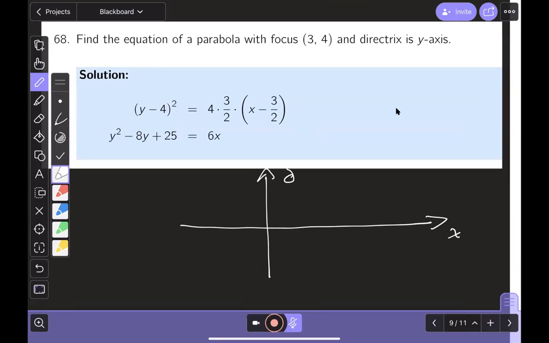X-axis, y-axis, okay? Where do they say it? It says a focus at 3, 4, right? Let's put that down. 1, 2, 3, and then 4 up. That's the focus. It says the directrix is the y-axis. Put that down. Well, now I know where the vertex is. And how do I know that? I'm looking at a picture. So I'm going to write the vertex down for you. And the vertex is going to be along this axis of symmetry. I'm going to put the axis of symmetry in for you.